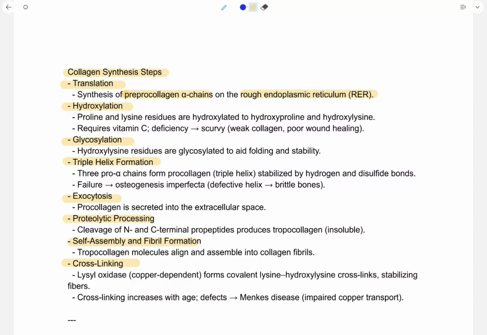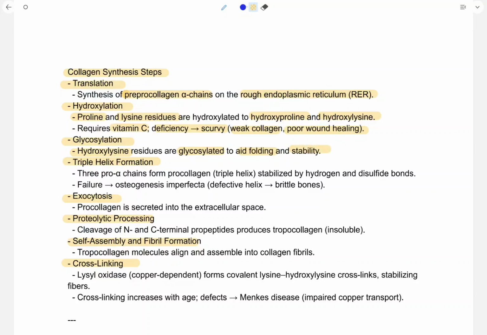In hydroxylation, proline and lysine residues are hydroxylated to hydroxyproline and hydroxylysine. It requires vitamin C. So deficiency of vitamin C causes scurvy, with weak collagen and poor wound healing. Glycosylation: hydroxylysine residues are glycosylated to aid folding and stability.